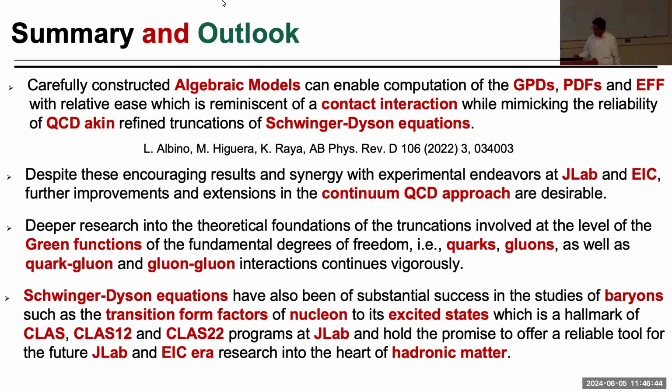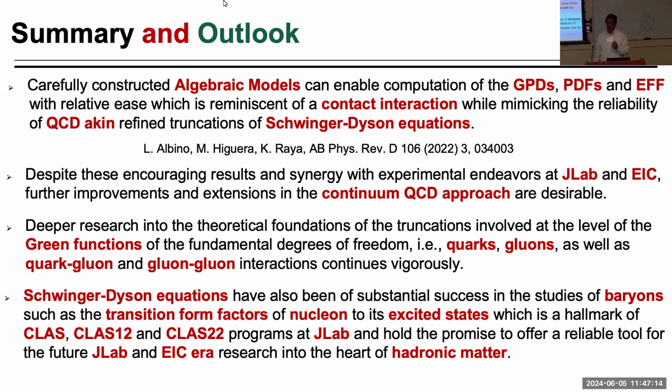So there is some work that we are trying to do in that direction. For example, the CLAS12 experiment is looking at the internal structure of the proton and neutron and its transition to its excited states. One of the things they try to measure are the transition form factors of a proton going to its excited states.